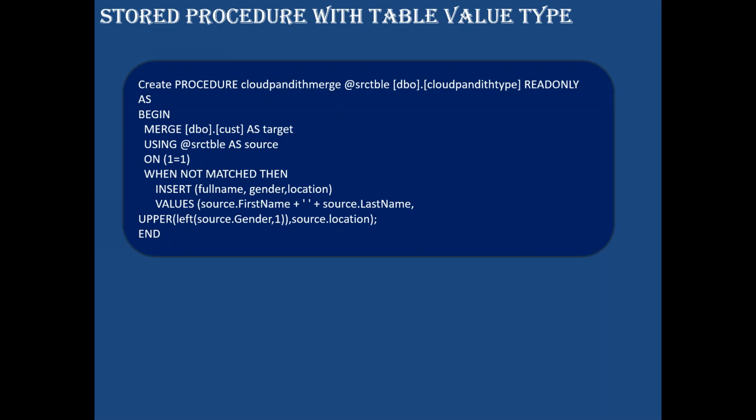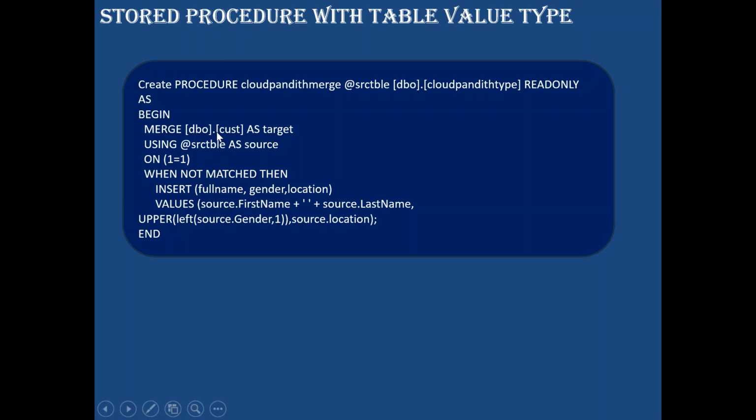Why am I saying Cloud Pandit type? I have defined my own type, Cloud Pandit type. So this should not be changed. Whatever Cloud Pandit type data is there, that particular schema or anything inside should not be changed. That's why I'm saying it is a read only variable, a read only type. I'm restricting the access.